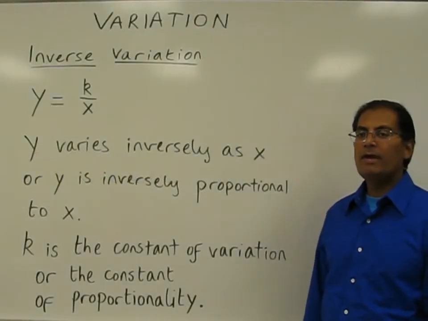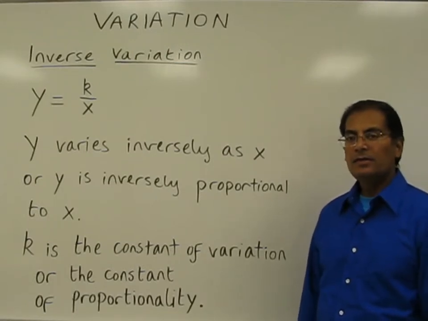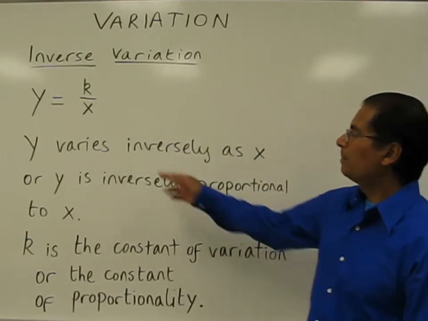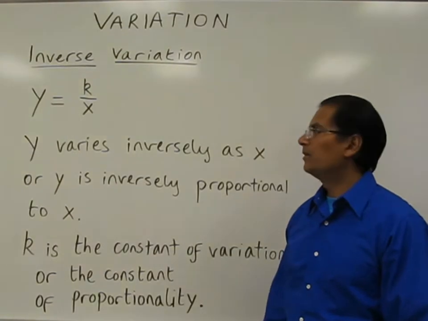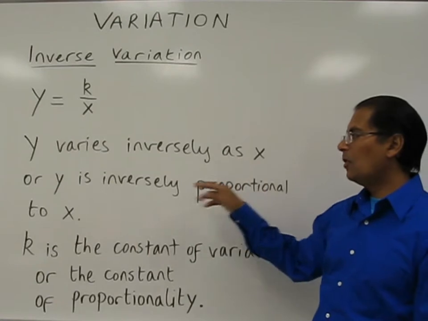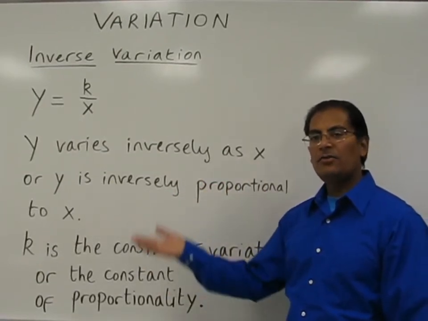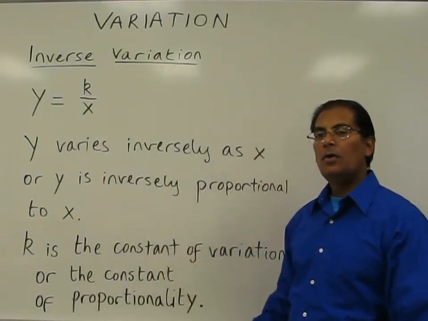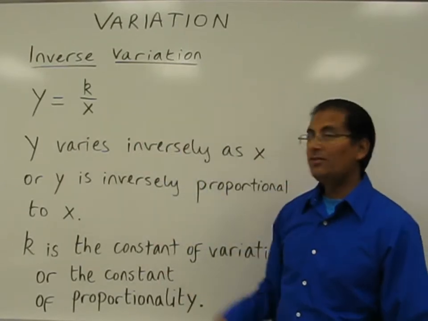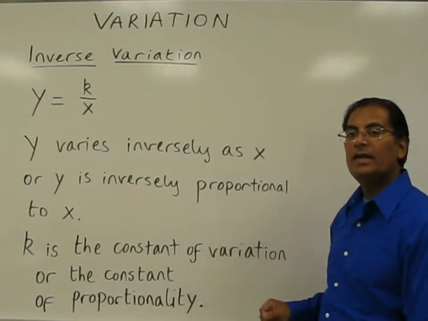Last time we had looked at direct variation, which is actually a linear relationship between y and x. Today we're going to look at inverse variation. Inverse variation has the form y equals k over x. We would say, if we have this form, that y varies inversely as x, or y is inversely proportional to x. What that means is x goes up, y comes down, or as x goes down, y goes up. K in this case is the constant of proportionality or the constant of variation.